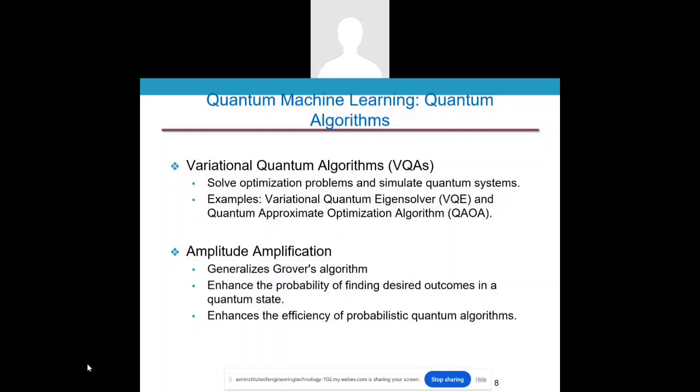Variational quantum algorithms are one of the major algorithms used in quantum machine learning. They solve optimization problems and simulate quantum systems, such as the variational quantum eigensolver and the quantum approximate optimization algorithm. Another famous algorithm is amplitude amplification. It generalizes Grover's algorithm and enhances the probability of finding desired outcomes in the quantum state. It enhances the efficiency of the problem.